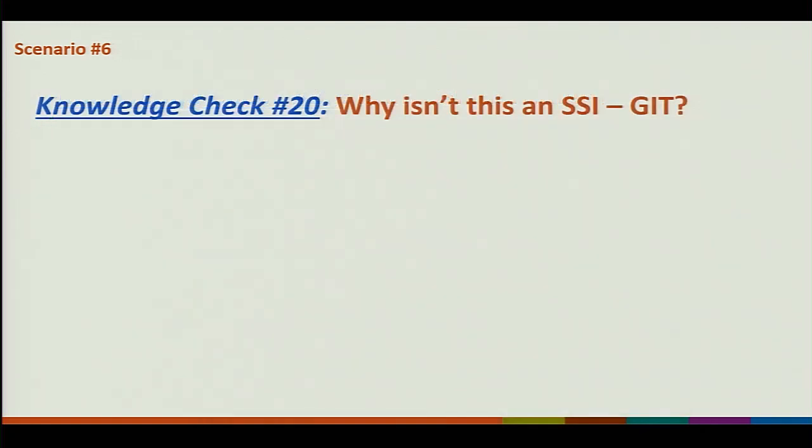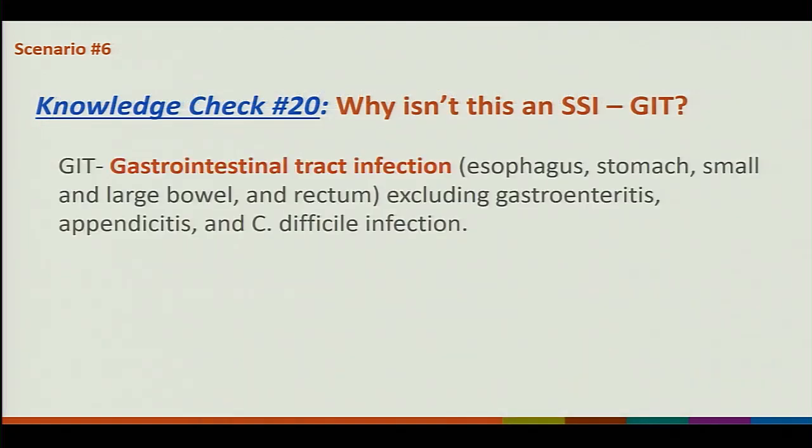Now, why wouldn't this be an SSI GIT? Because GIT refers to the gastrointestinal tract, so the lumen of the GI tract, a little bit more localized. And this was an infection that was more so in the intra-abdominal space, so that's why you'd refer to IAB criteria in this case.